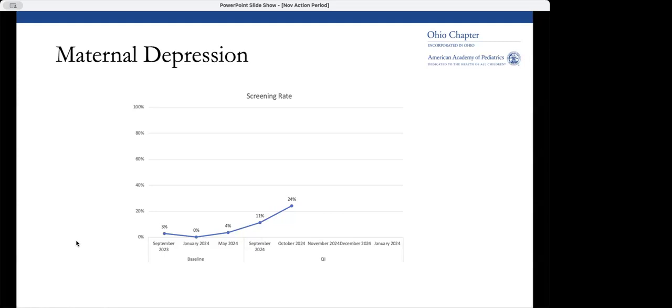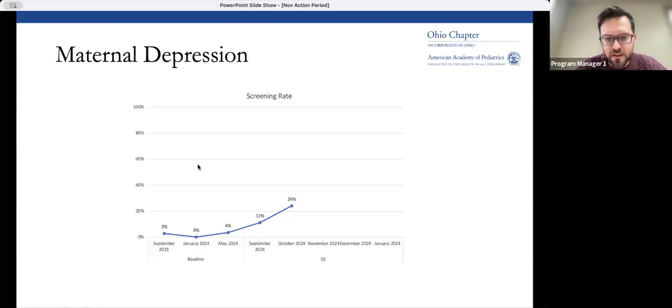So one of the screening tools is the maternal depression screening tool. As you can see here, at the bottom of the chart, we have baseline months and we have the QI months. In baseline, we had a pretty low screening rate. We are seeing that trend upward. It's still at about 25%. We are hoping to get that number a lot higher. So again, each practice is going to get their own data that's specific only to the patients that they're seeing. But overall, this is the trend that we're seeing. Again, we're seeing an upward trend, but we still hope to get that a little bit higher as we move throughout the QI months. Next slide, please.